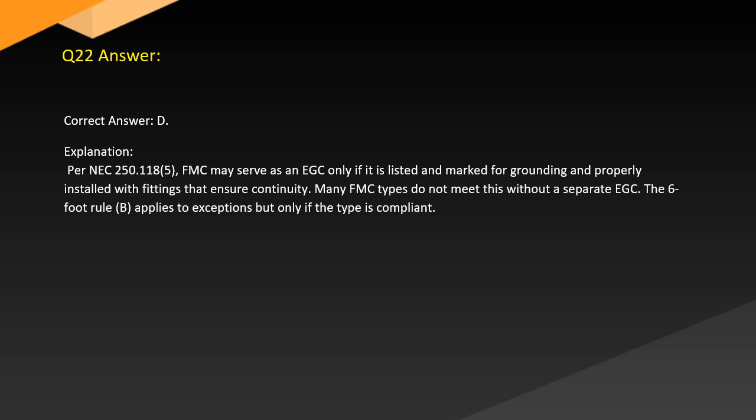Answer. Correct answer: D. Explanation: Per NEC 250.118(5), FMC may serve as an EGC only if it is listed and marked for grounding and properly installed with fittings that ensure continuity. Many FMC types do not meet this without a separate EGC. The 6-foot rule, B, applies to exceptions, but only if the type is compliant.